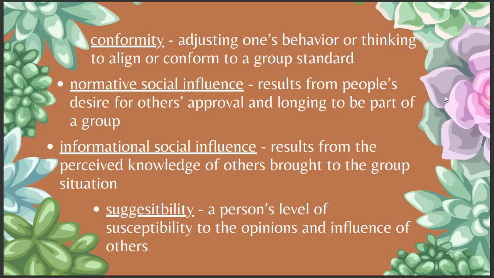Then there's informational social influence. This results from the perceived knowledge of others brought to the group situation. So that would be, maybe you are in an in-person class, not in this online class. And whenever I would teach in person, we would do reviews in class. And let's say I've got a multiple choice question up on the board. I've got A, B, C, or D. And 24 out of 25 of my students say it's C, but one person says it's D. Even though they believe they're right, they're probably going to change their answer to C because of this informational social influence. They don't want to be different from other people, and they believe that, well, shoot, if everyone else thinks that, then that must be right.